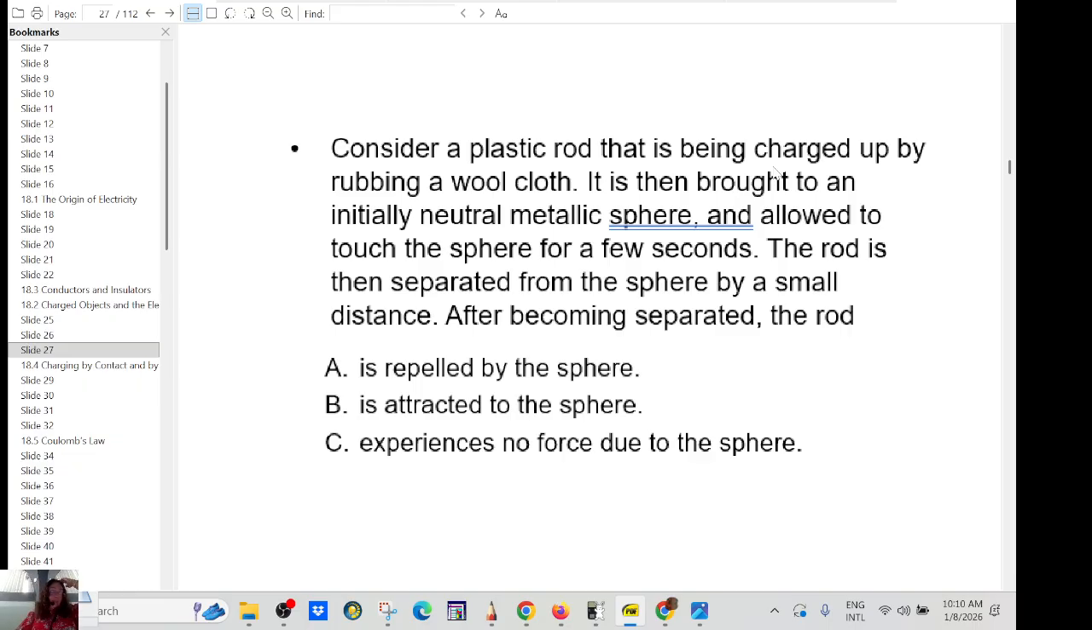Okay, so what do you think? So you have a plastic rod charged with a wool cloth. So plastic becomes negative. So what do you think? Oh, you cannot see. Okay.